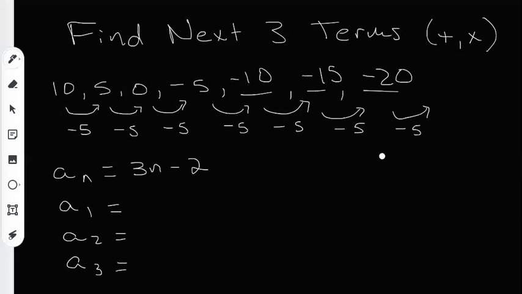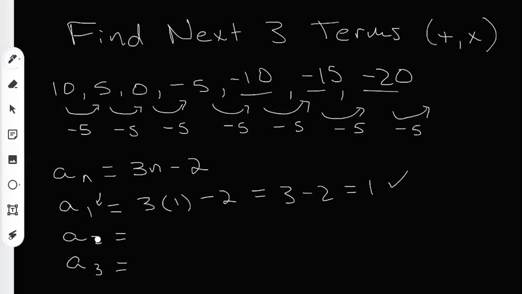So if I give you this formula, what's the first term going to be? What am I plugging in for n? I'm plugging in 1, right? So if I plug in 1 for n, what do I get? 3 times 1 minus 2. Wouldn't that be 3 minus 2 is 1? So that's my first term, 1.